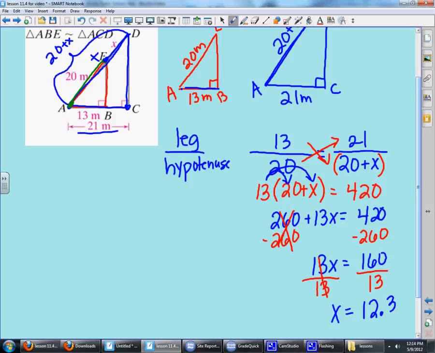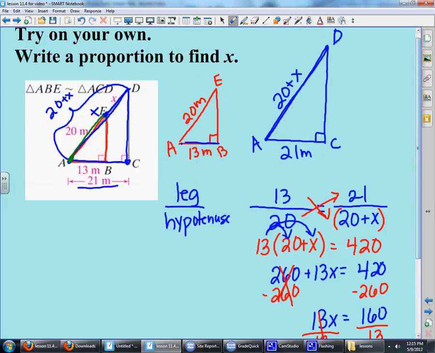And 160 divided by 13 is 12.3. So that means that the length of this segment from E to D, ED, is equal to, oops, I'm getting too close to my work here. ED is equal to 12.3 meters.